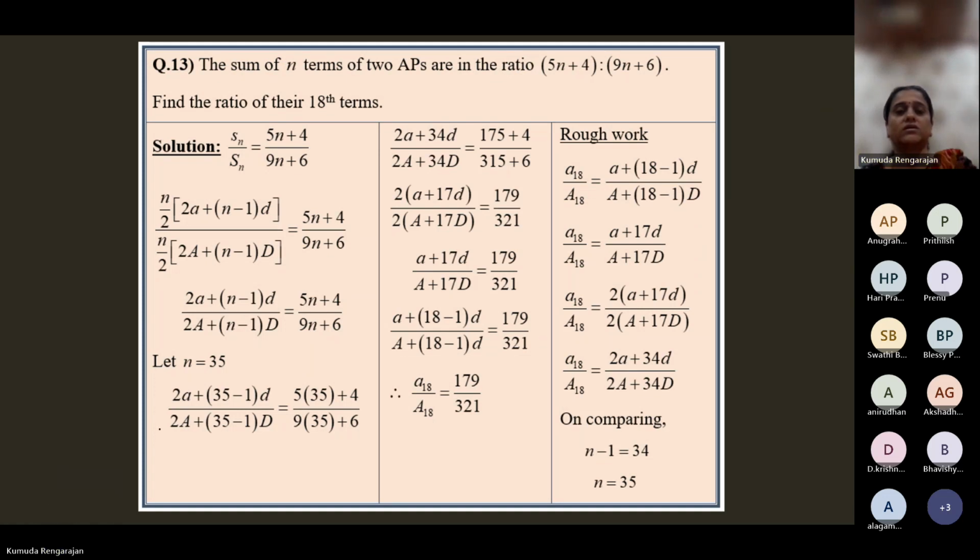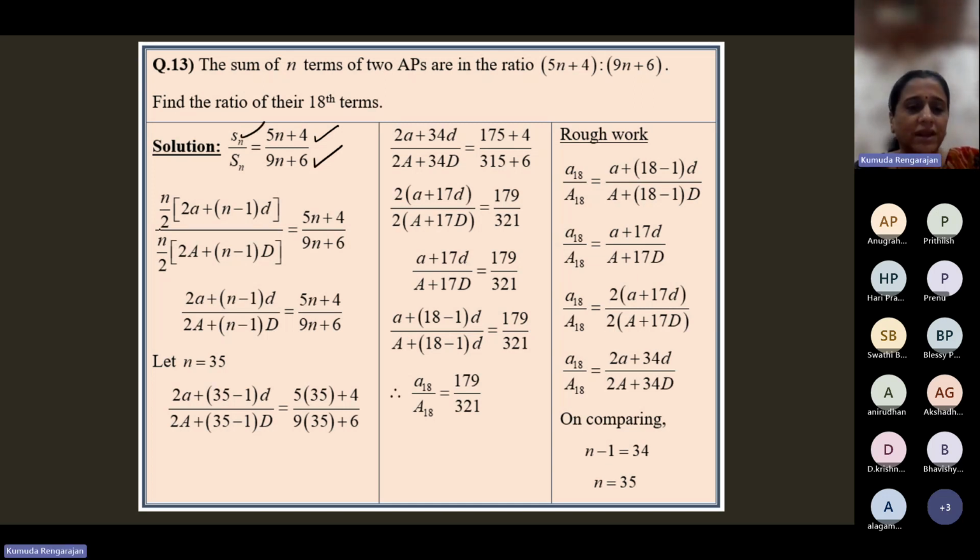We'll just see it again. We need to find the ratio of their 18th terms, a18 by a18, which is a plus 18 minus 1 into d by a plus n minus 1 into d. So we need to find a plus 17d by a plus 17d. Multiply the numerator and denominator by 2. So we have 2a plus 34d by 2a plus 34d. Out here, the ratio of the sum to n terms is given as 5n plus 4 by 9n plus 6.